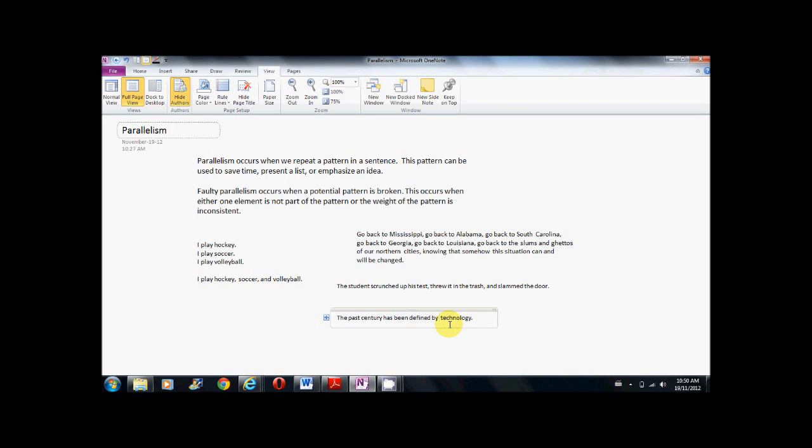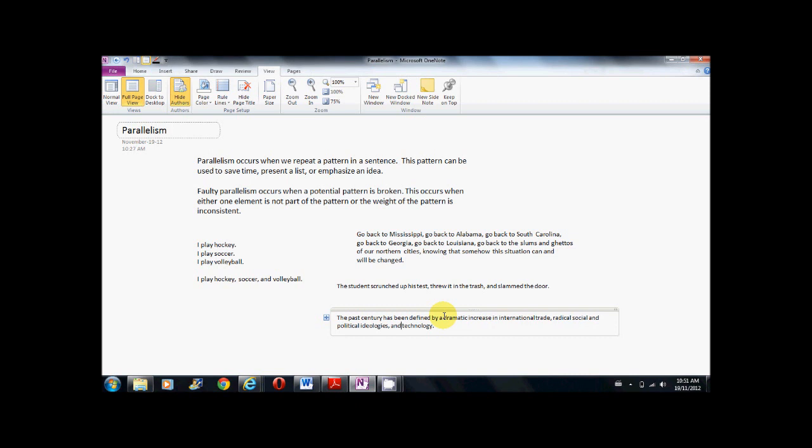Well, the past century has been defined by technology. Yeah, it makes sense, but the problem is still that the sentence feels out of balance, doesn't it? I mean, again, this pattern: in the first one, dramatic increase in international trade features 5 words, radical social and political ideologies, 5 words. And the last component of that pattern, technology, just doesn't have the same weight.